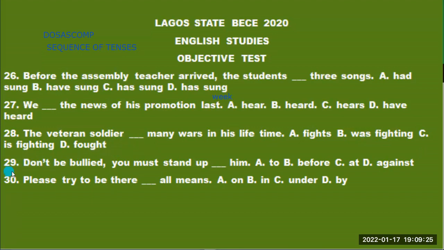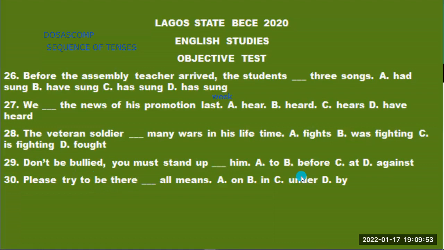Now, question number 29. Don't be bullied. You must stand up, dash him. Now, to stand up to, when you stand up to someone, you resist the person, you withstand the person, you say no, you disagree. Don't be bullied. You must stand up. That's you must resist. All right. So the appropriate word here is to stand up to.